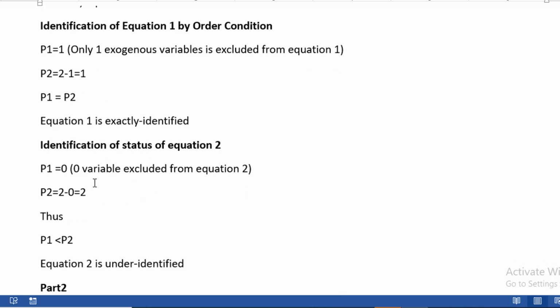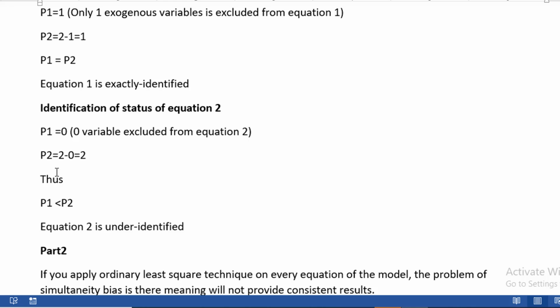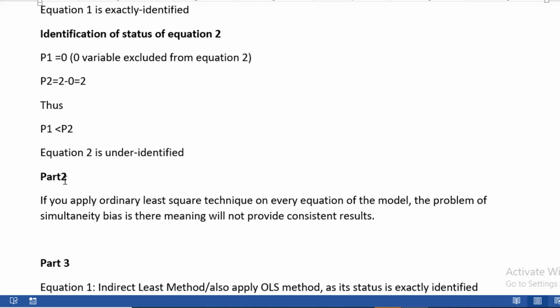Now let's move to the identification status of equation 2. P1 is equal to 0 because there is not even a single variable in equation 1 which is not available on the right side of equation 2. It means the P1 value in this case is equal to 0 and P2 remains constant, 2 minus 0 is equal to 2. Thus P1 is less than P2. Equation 2 is under-identified.